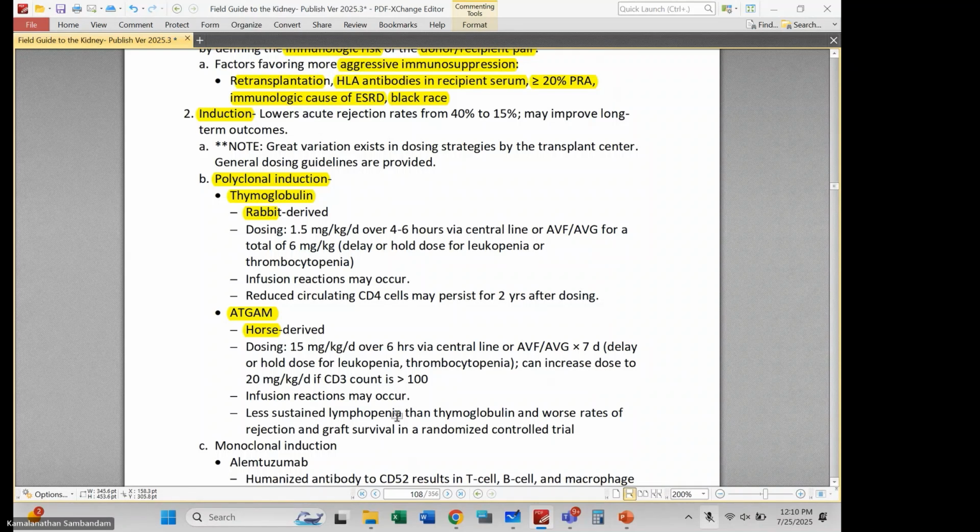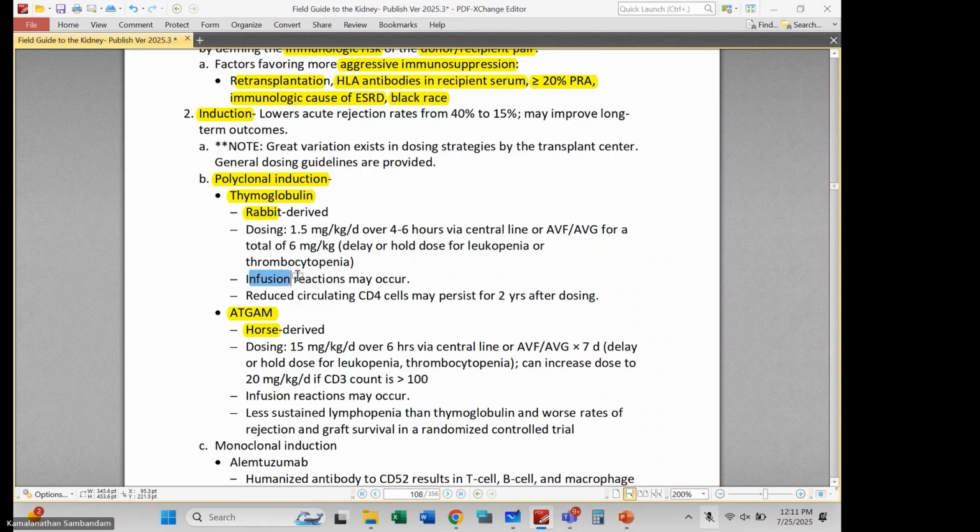And then that is used to create this polyclonal induction agent, meaning there's antibody to a lot of different things, including cell adhesion molecules, lymphocytes, platelets, macrophages. It's a dirty drug. It has lots of different targets, okay? Because I just ground up a thymus, injected it into a rabbit or horse, and recovered all of the antibody that's made by that rabbit or horse, okay?